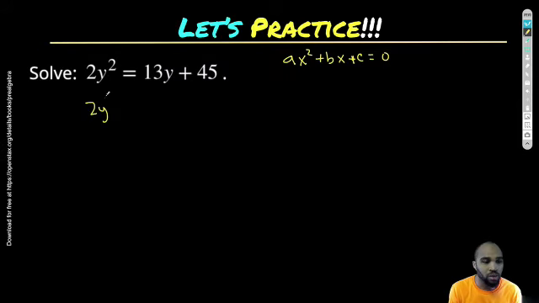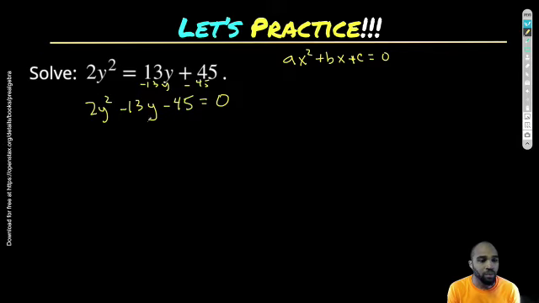So I'm going to rewrite this, subtracting 13y, and I'm going to subtract 45 to get it over here, and now it equals 0. So what did I do? I just subtracted 13y on both sides, and I subtracted 45 on both sides. So this went away to 0, and it brought it over here, changing the signs. Now what do I do? I first check to see if I can take out a greatest common factor, and I can't, because 2 is my biggest number, and I don't see these being even, so that's not going to work.